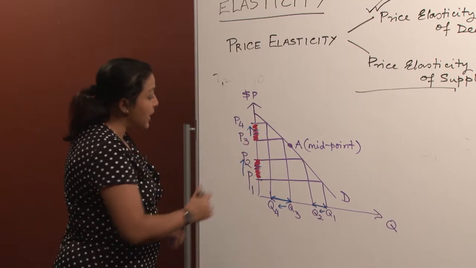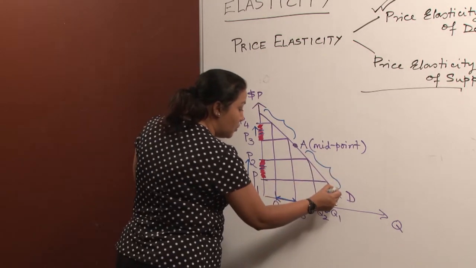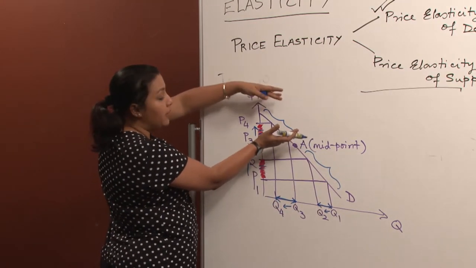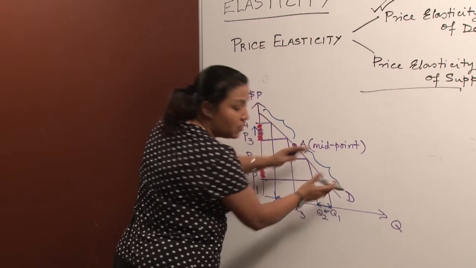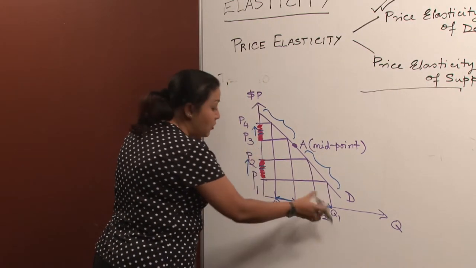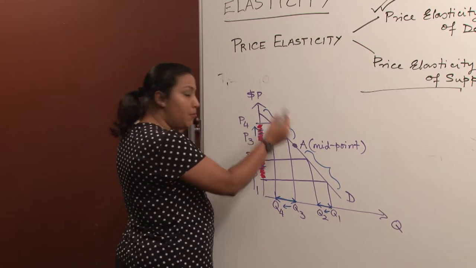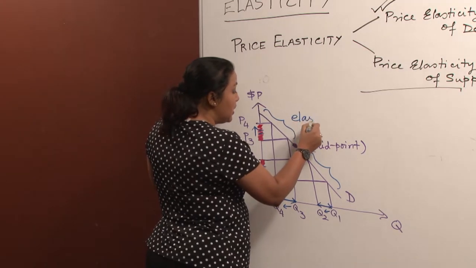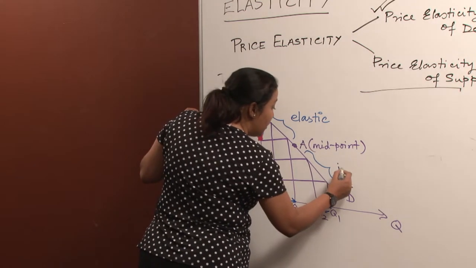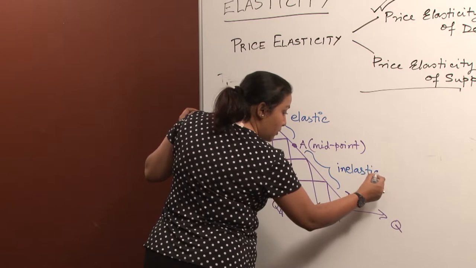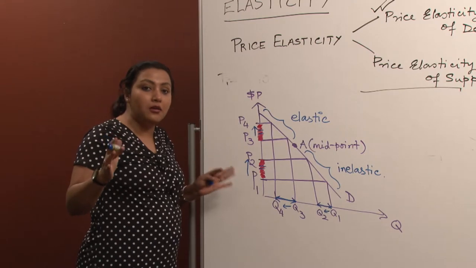That means we can say that at two different zones on the demand curve, if you divide the demand curve into two different zones, then in this upper zone of the demand curve, for a price change, you have a bigger quantity change. Whereas in the lower zone of the demand curve, for the same price change, you have a much smaller change in the quantity demanded. So we can say that the upper zone of the demand curve is price elastic, whereas the lower zone of the demand curve is price inelastic. And please note, this is the same demand curve. We are not talking about a different demand curve altogether.